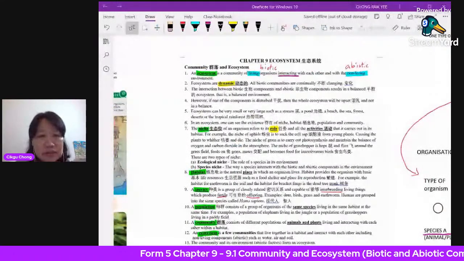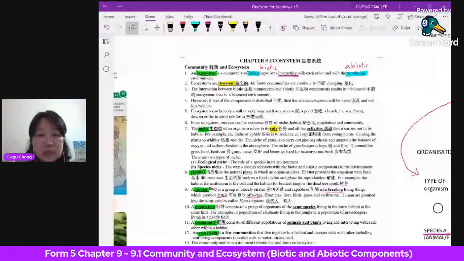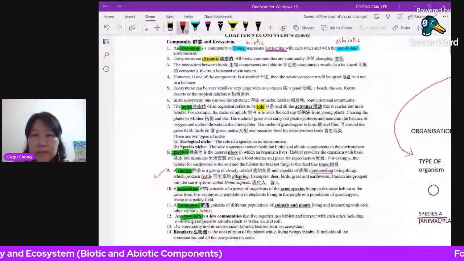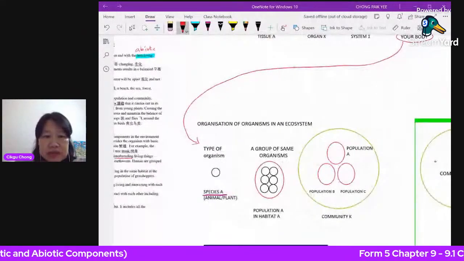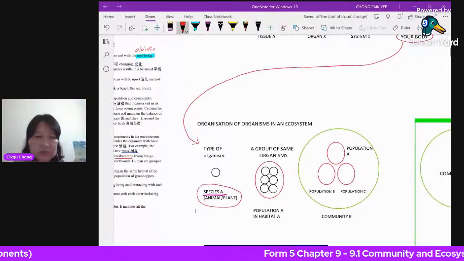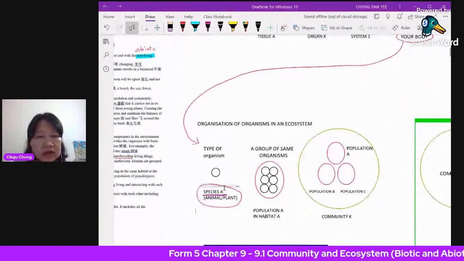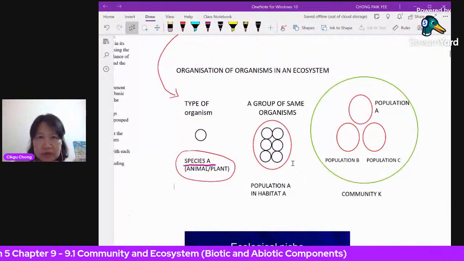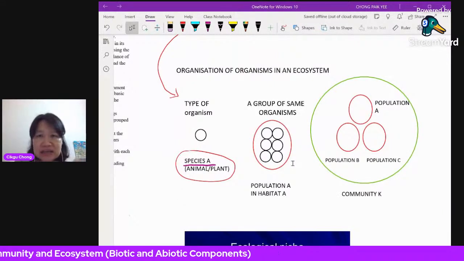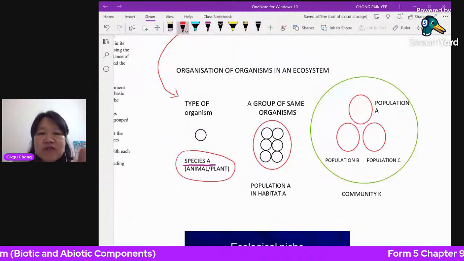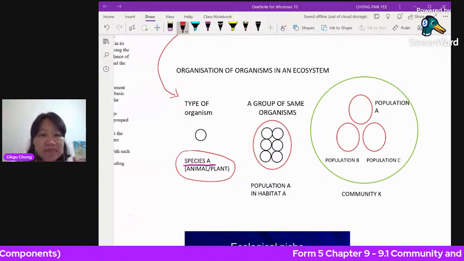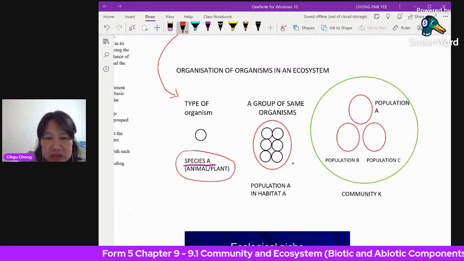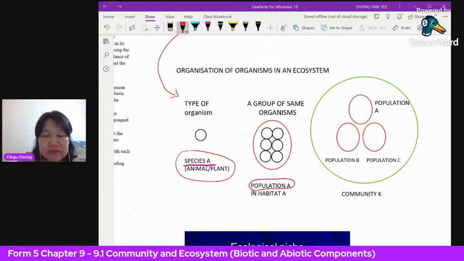Okay, now let's look back at this one. So we have seen what is the definition of species. Now we apply it to here. We're looking at this species A. Let's look at an elephant in that ecosystem. If you have one elephant, this is a species called elephant. Now, if you have many, many elephants of the same type, grouped together, living together, this is called a population A. Population of the elephant.